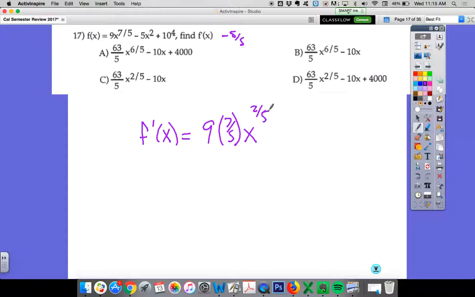Perfect. And then the rest of it's kind of normal. What was that middle term turned into? Minus 10x. And then do you see that this term doesn't even have an x in it? If it doesn't have an x, it's just a number, and the derivative of any number is zero. So that goes away. You don't have anything. So we just have to clean this part up.